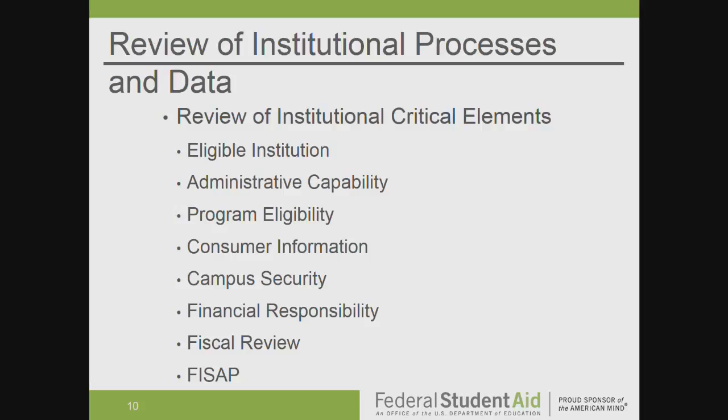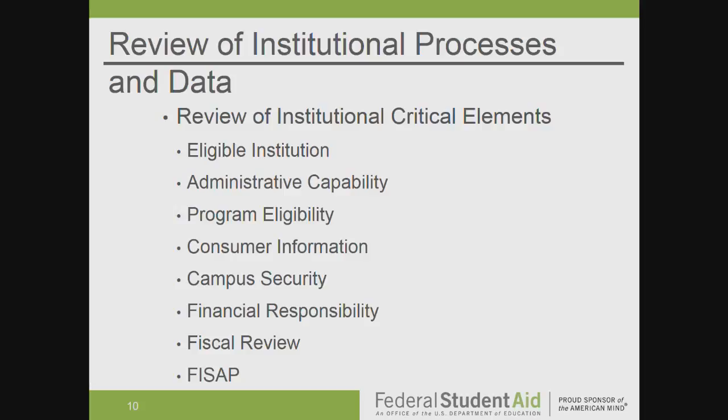An eligible institution has to have the state and accreditor approvals. You have to be an eligible location. Any ineligible locations can result in significant liabilities. Administrative capability requires schools to have knowledgeable staff, and prior audits are checked as well to ensure that the school is following their corrective action plans as it relates to the findings that were in the audit.